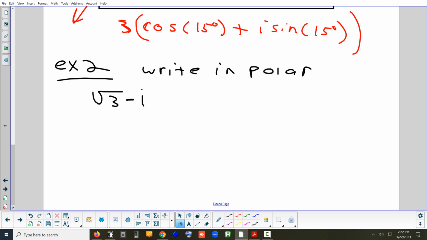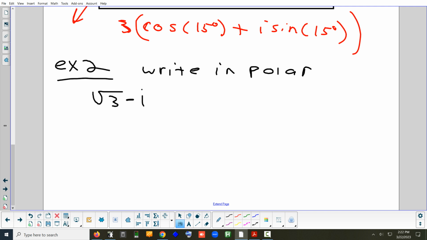Okay, so root 3 minus i. Now, you look at that at first, and you're like, oh, it's got a square root in it. But what did I say earlier when we did this in the homework? When you have a problem with a square root of 3, what usually happens? It works out nice. So it might look like it's not a nice problem, but it is going to come out nice.